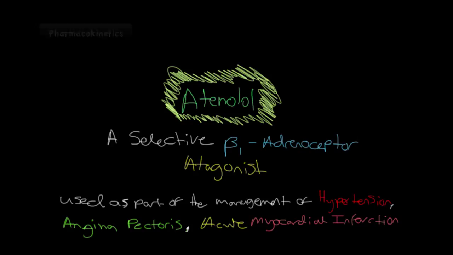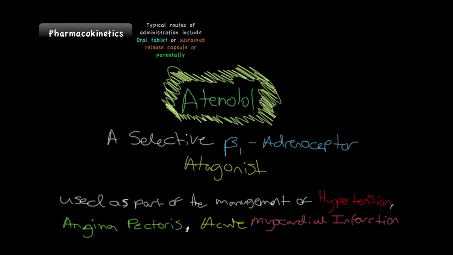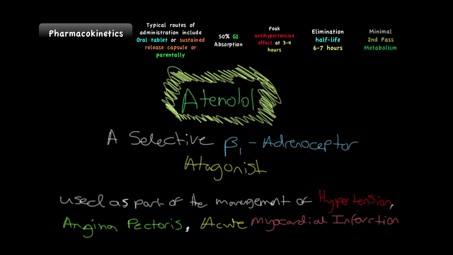So in terms of pharmacokinetics, the drug is typically prescribed as an oral tablet, but can also be administered parenterally. It has a 50% absorption in the GI tract, but it is said to possess less variability than other similar drugs. Its peak antihypertensive effect occurs at 3 to 4 hours post-administration and has an elimination half-life of approximately 6 to 7 hours. Interestingly, the excreted drug is largely unchanged in the urine, suggesting minimal second-pass metabolism.